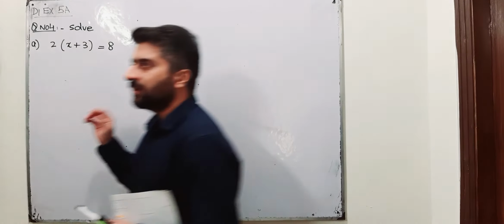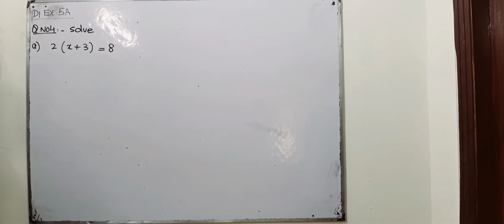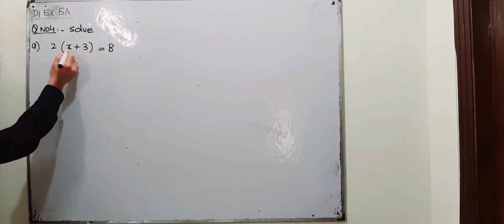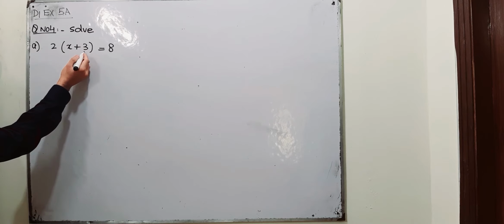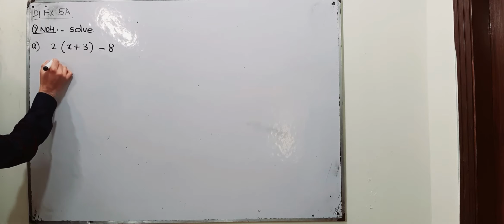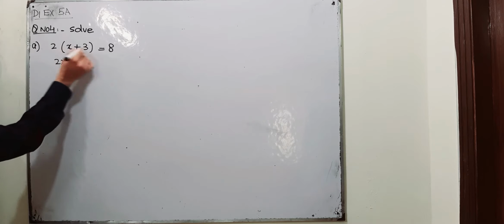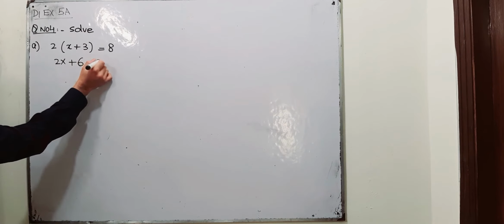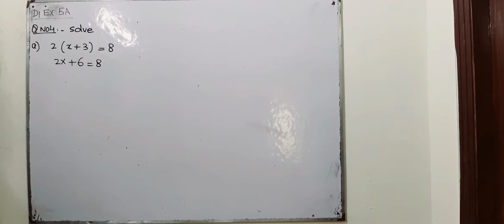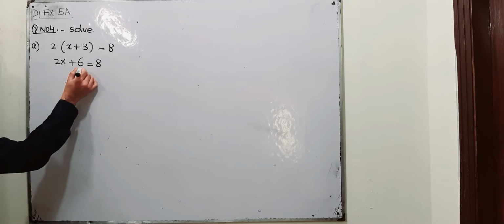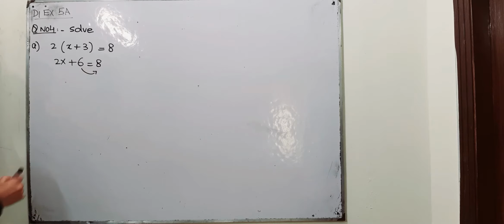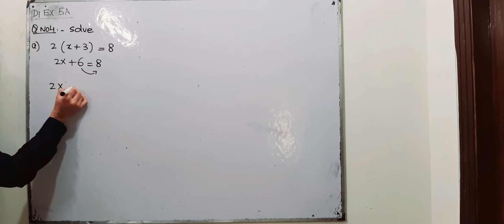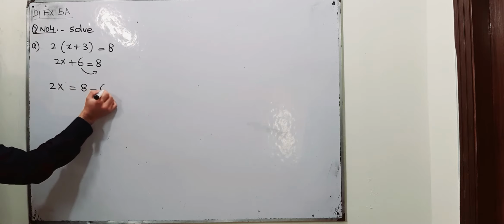So starting from here, first of all open the brackets. When you open the brackets, 2 will be multiplied by all the terms inside the bracket. 2 into x is 2x, 2 into 3 is 6, that is equal to 8. The next step is to move this 6 on the other side of the equation. It will be 2x equal to 8 minus 6.